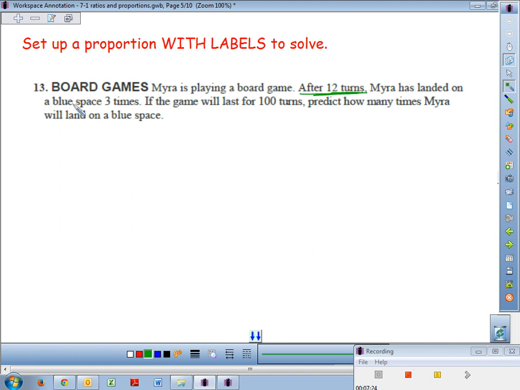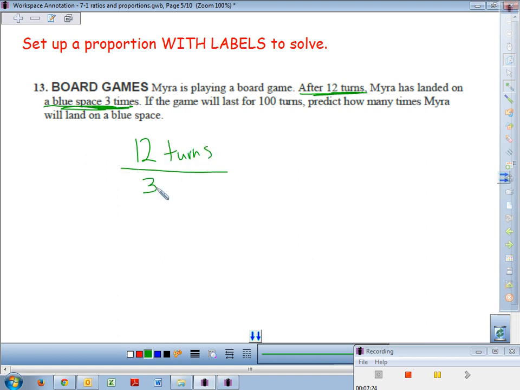12 turns, she landed on blue 3 times. So, we could write this, 12 turns, there was 3 blue. That's one possible ratio you could have written. Notice the labels that I put with it. The other ratio you could have written was just flip the whole thing upside down and say 3 blue for every 12 turns. You know, it doesn't really matter. They didn't tell you, like in the first problems with the touchdowns per game, which one had to be on top and which one had to be on bottom.